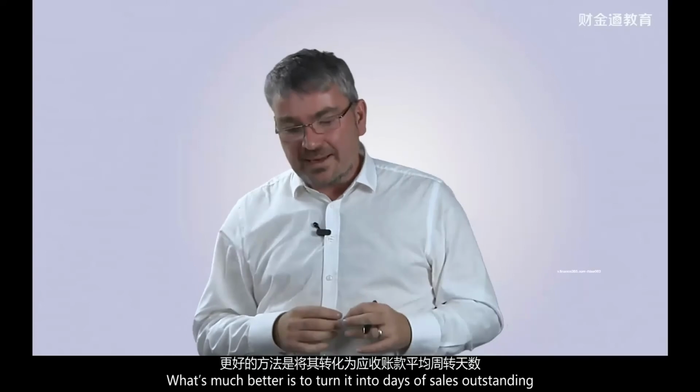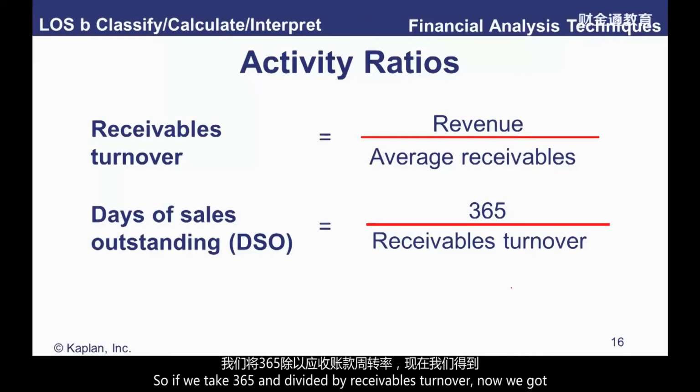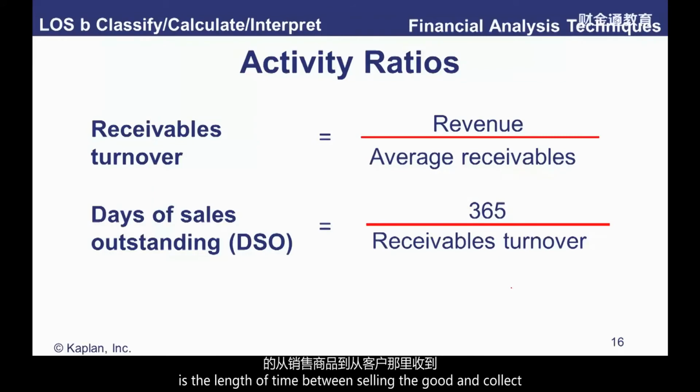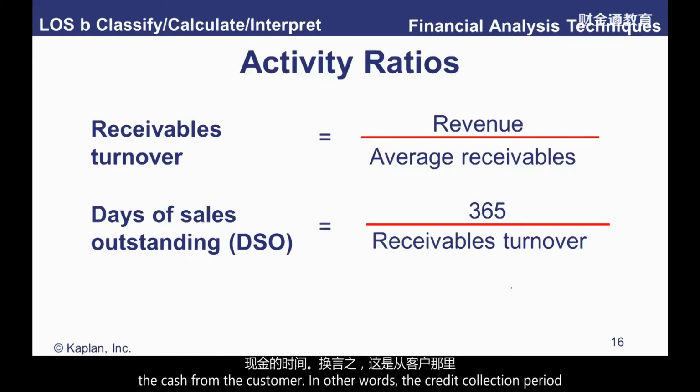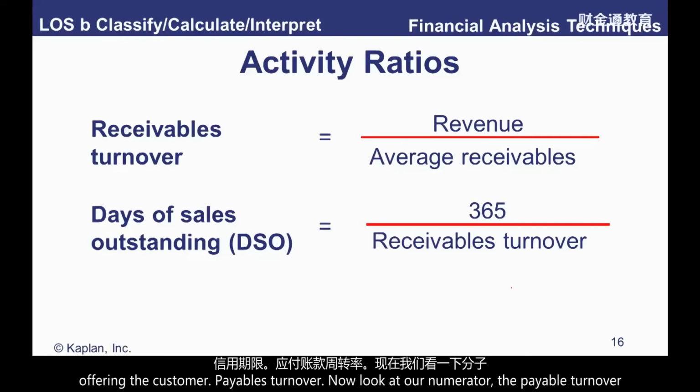What's much better is to turn it into days of sales outstanding. So if we take 365 and divide by our receivables turnover, now what we've got is the length of time between selling a good and collecting the cash from the customer. In other words, the credit collection period for the customer. And hopefully, of course, this stacks up to the credit terms that it's offering customers.